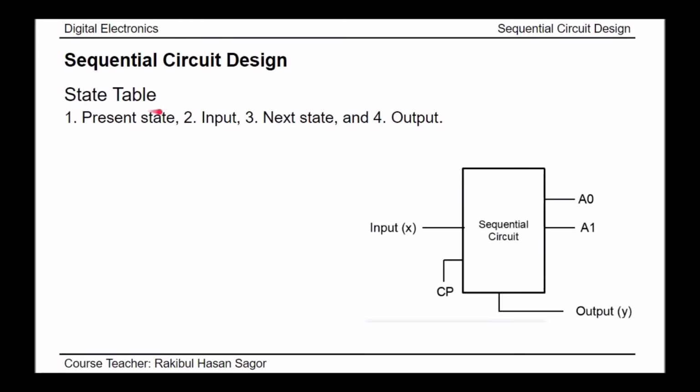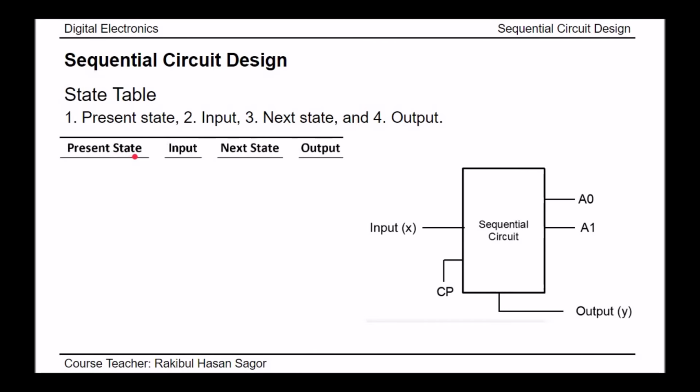Now, the state table. In a state table, there are some columns. We need to have present state, input, next state, and output. So these will be represented in a state table. Let's start drawing the state table based on the problem that I showed you in the previous slide.